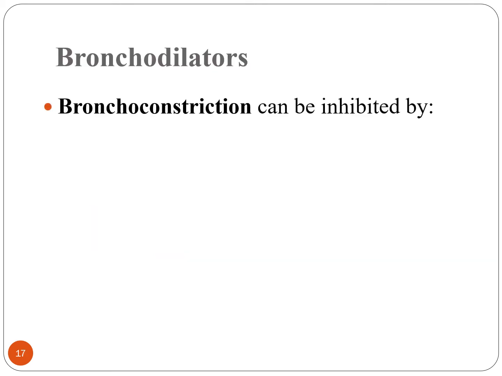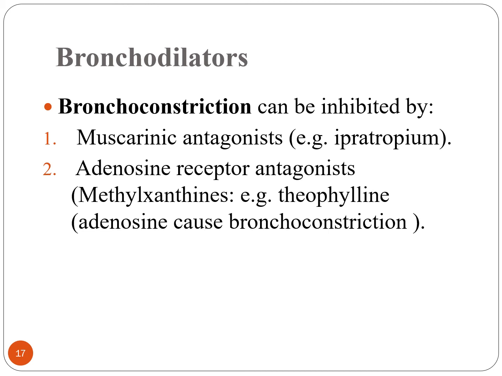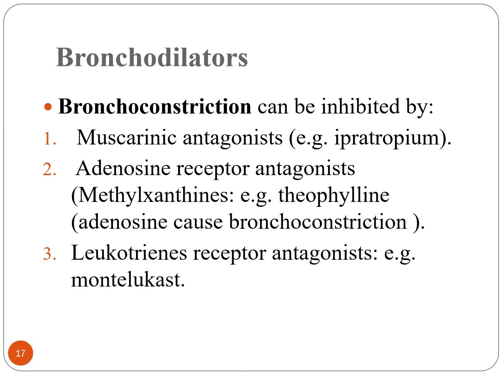So as we mentioned, bronchoconstriction can be inhibited by muscarinic antagonists such as atropine, ipratropium, tiotropium, and adenosine receptor antagonists also can inhibit bronchoconstriction that is mediated through adenosine on the A2 receptor. This is done by methylxanthines such as theophylline and aminophylline. Also, leukotriene receptor antagonists such as montelukast and zafirlukast can inhibit bronchoconstriction.